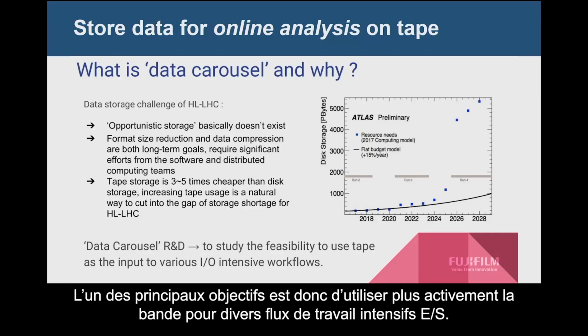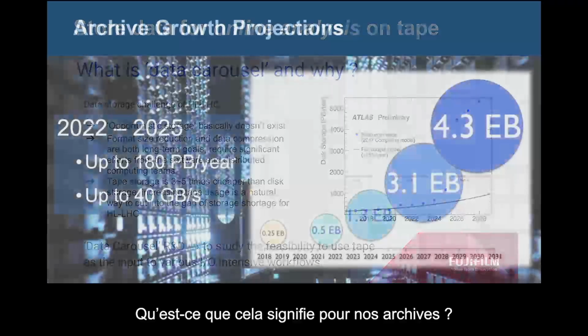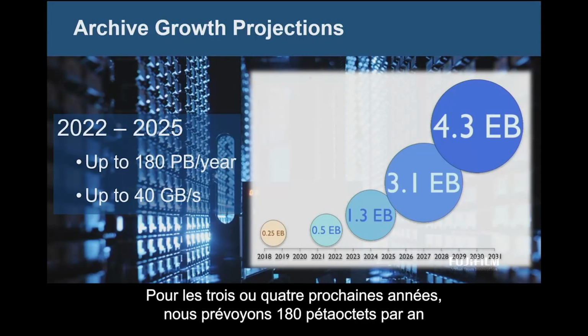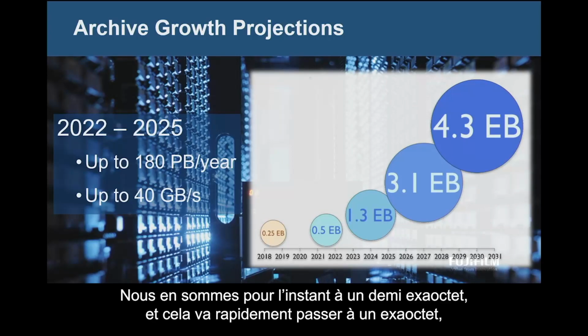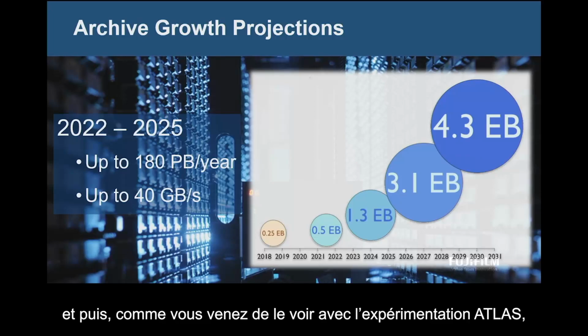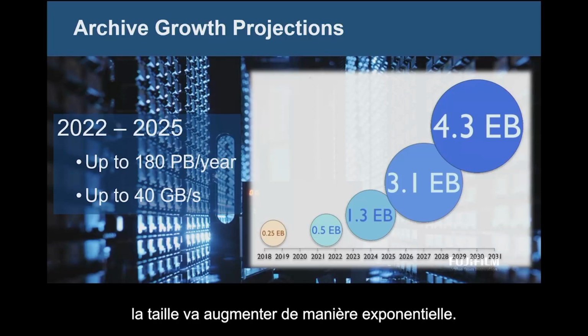So obviously one of the prime targets is to use tape more actively for various I/O intensive workflows. What does it mean for our archive? For the next 3 to 4 years, we are expecting 180 petabytes per year at roughly 40 gigabytes per second. We are now at half an exabyte. This will go quickly to 1 exabyte. And then, as you just saw from the ATLAS experiment, the size will just grow exponentially.